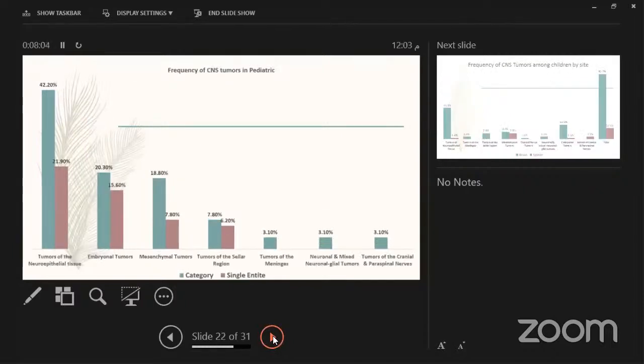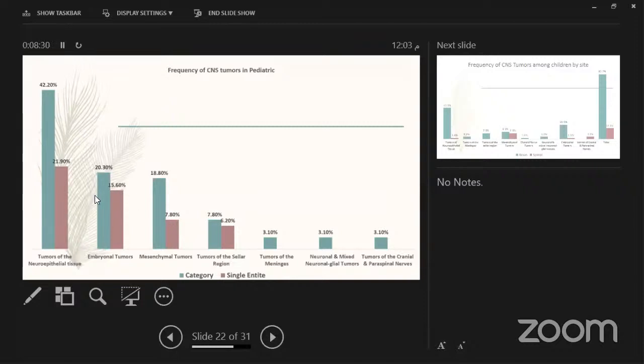Again, for the frequency of tumors in the pediatric group, the biggest category, 48%, was glioma. The most common single entity, increased in males, was pilocytic astrocytoma. The next was embryonal tumors, 20%, with the single entity medulloblastoma. Then mesenchymal tumors, 18%, with the single entity lymphoma.